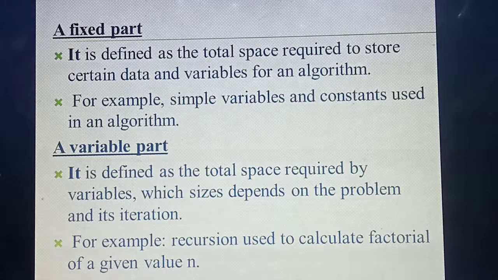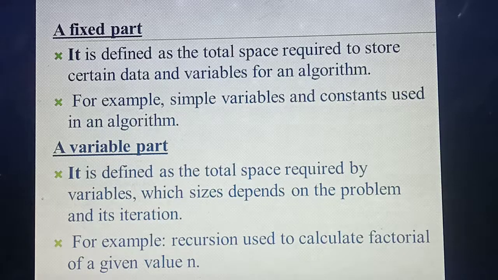So fixed part means it is always fixed. First, seeing the algorithm itself, you are going to fix this many variables and constants that you are going to use in the algorithm. So this much space is required to store. Okay. Next one is the variable part. So the variable part is different from the fixed part. Okay. Very important, this one.